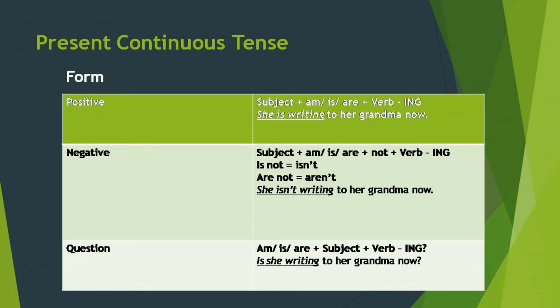In case of negative, very simple, we have to bring a not. She is not writing to her grandma, and we can use a contraction like she isn't. We can say she isn't writing to her grandma now, or we can say she is not writing to her grandma now. Anything you choose. And in case of questioning, we have to put that auxiliary verb at the beginning of the sentence, like, is she writing to her grandma now? So this is as simple as that.